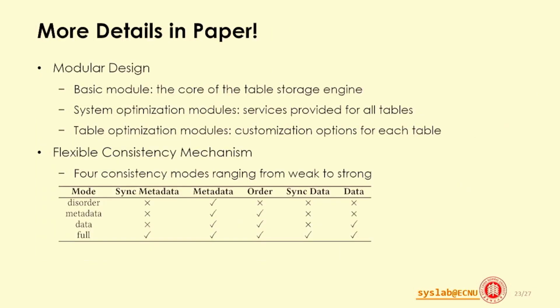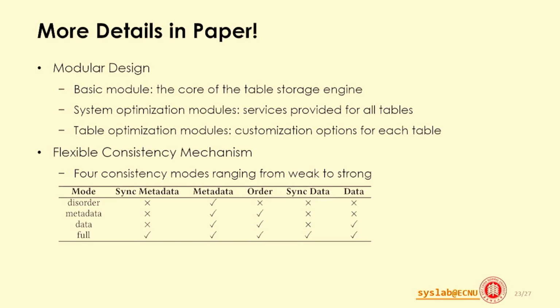Embedded devices have limited resources. Lunar adopts a modular design. These modules are classified into 3 categories. The basic module is required, while the following 2 are optional. The basic module is the core of the table storage engine, providing fundamental storage capabilities. System optimization modules provide services that apply to all tables in the system, and each table can customize its table optimization modules.